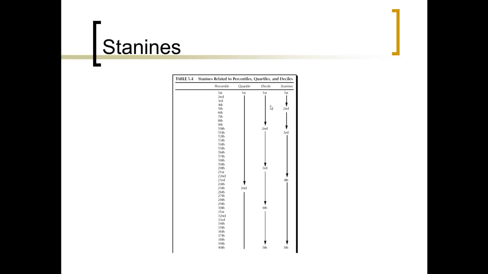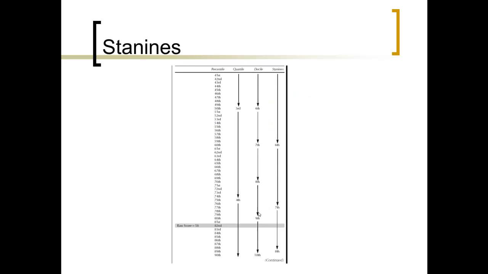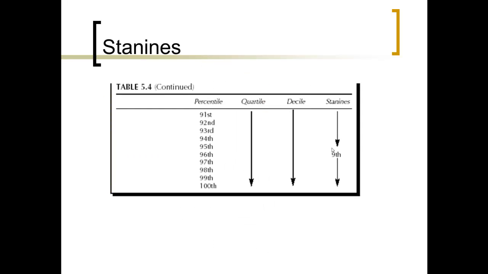Stanines. Look how they're different. See how the first one only goes from the 1st to the 5th percentile. Notice how the next one proceeds to the 10th. See how it's a little bit bigger than this one? And then look at here. The 3rd is a little bit bigger. Now remember, they only go up to 9. You see how here we only have the 9th, but look how that one is smaller compared to the others.